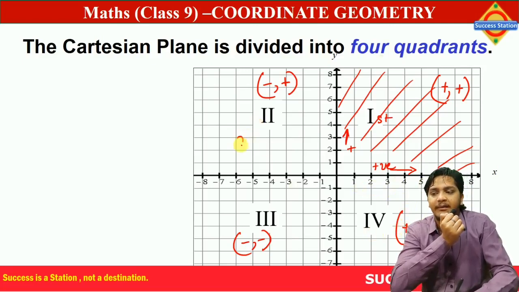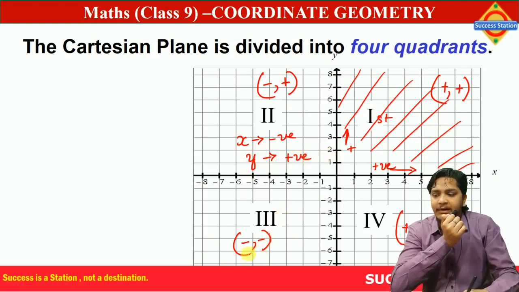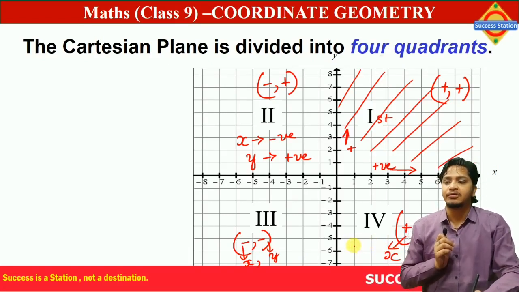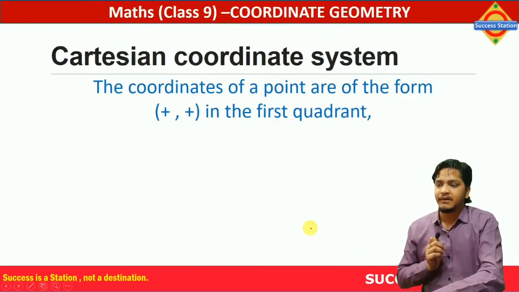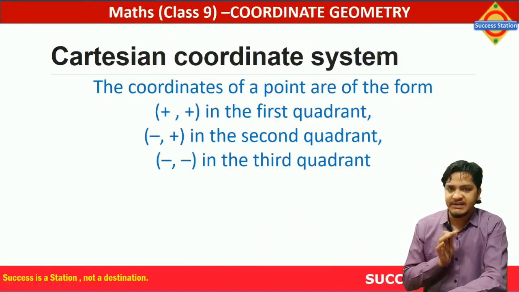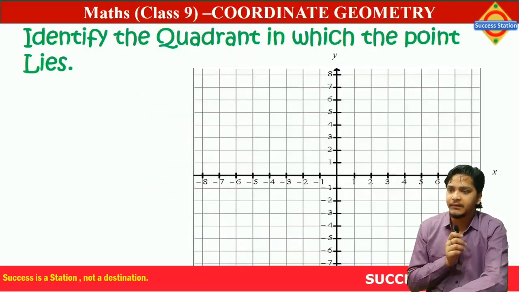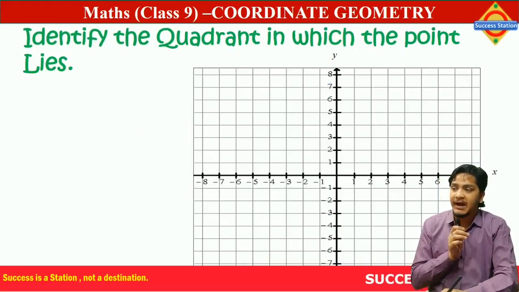Clear? X is negative and y is positive in the second; in the first both are positive; in the third both are negative; in the fourth x is positive and y is negative. So plus plus in first, minus plus in second, minus minus in third, and plus minus in fourth. Now the questions will be asked like this.